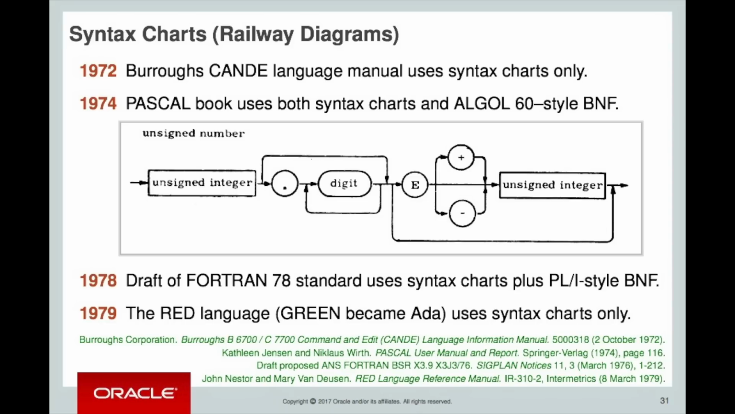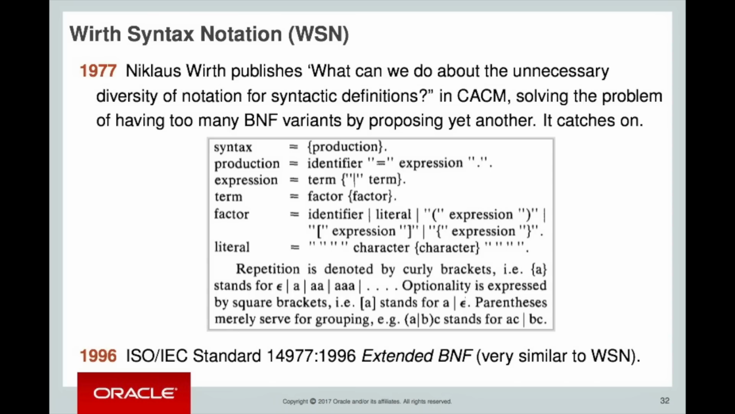So in 1977, things come to a head, and Niklaus Wirth publishes, "What can we do about the unnecessary diversity of notation for syntactic definitions?" He observes that there are dozens of variations of BNF out there, and their proliferation is becoming confusing, and the solution is to propose yet another one. And in this box is the description in the paper. Here he gives a definition of his particular variation of BNF in its own syntax. So this is the Wirth BNF for the Wirth BNF. And this is the first example I found of metacircular BNF.